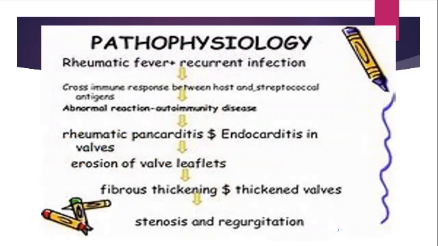So there are recurrent infections. Then there is a cross-immune response by the host to the streptococcal antigen. There are abnormal reactions, autoimmune disease. Then the rheumatic pancarditis results in disease of all layers of the heart, and then endocarditis of the valves, resulting in erosion of the valves. After this erosion, there is healing with fibrous tissue deposition, and the fibrous tissue results in thickening. When this thickening affects the integrity of the valves, it results in stenosis and regurgitation.